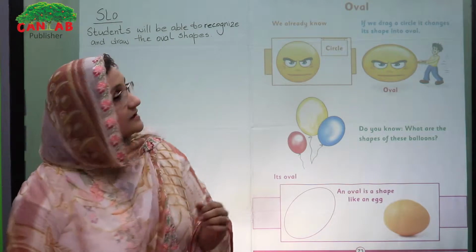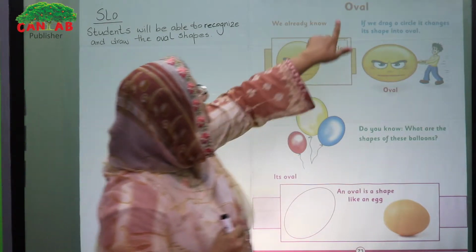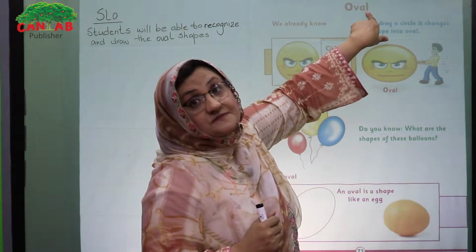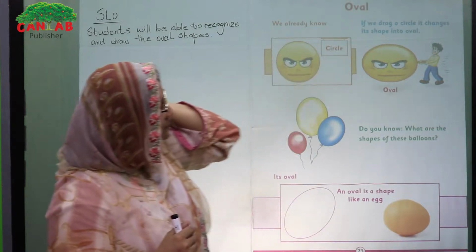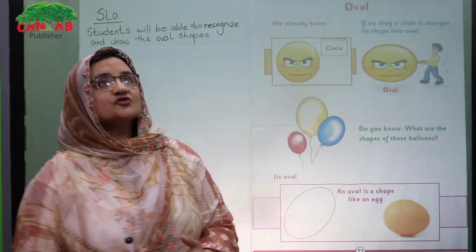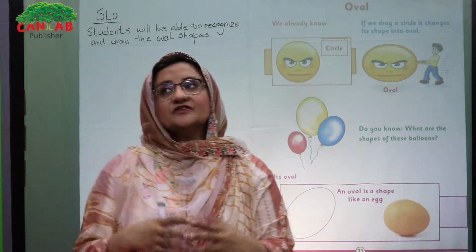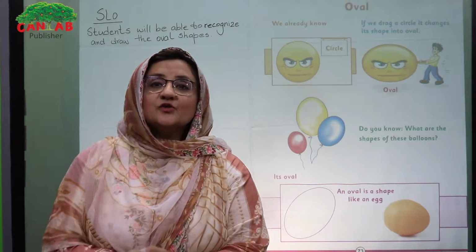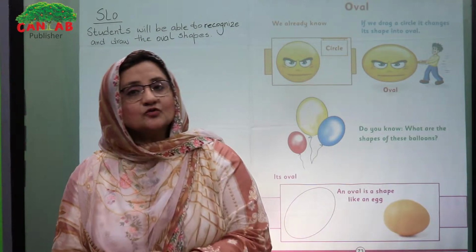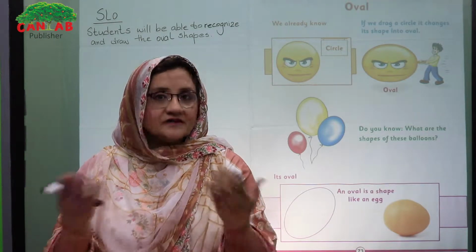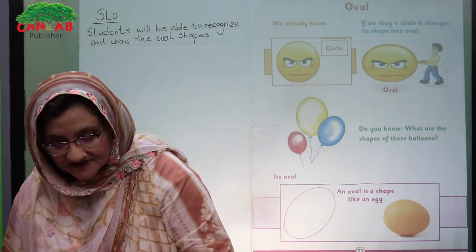And today's topic. Today we are going to talk about the concept of the oval shape. So what you have to do, you have to show different pictures, different shapes to your students, and you have to inquire and ask about those shapes which they are already familiar with. So let's start the lesson.